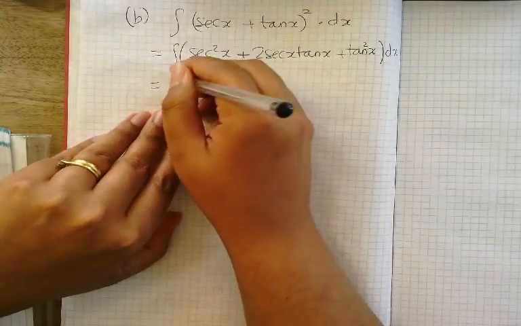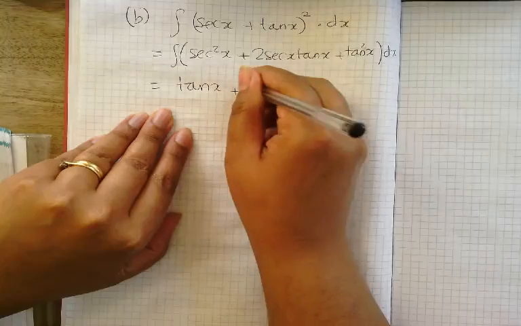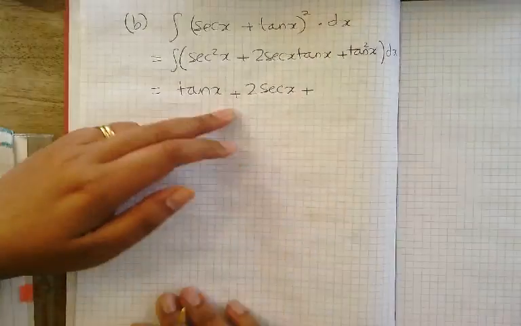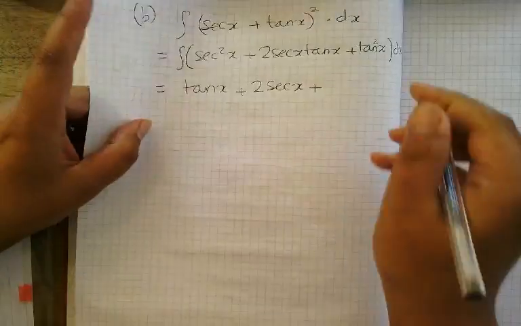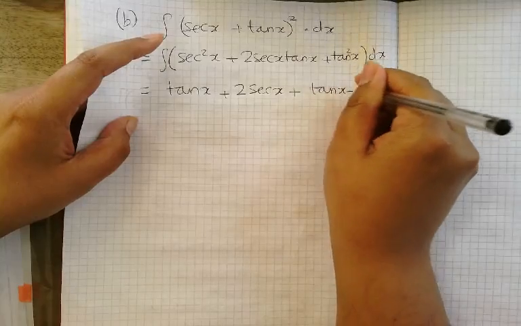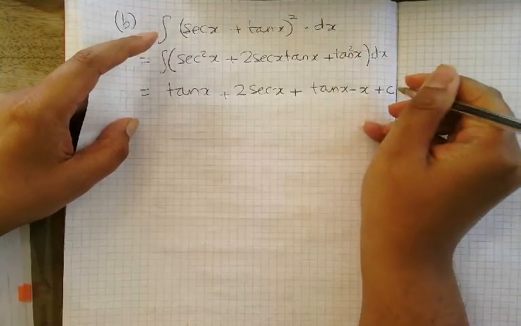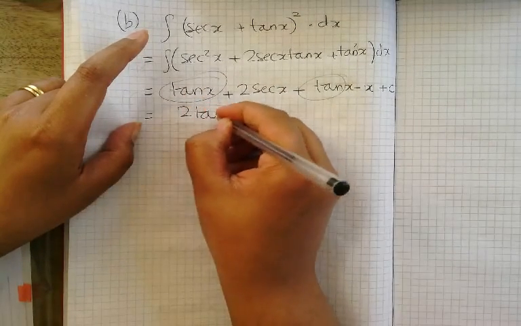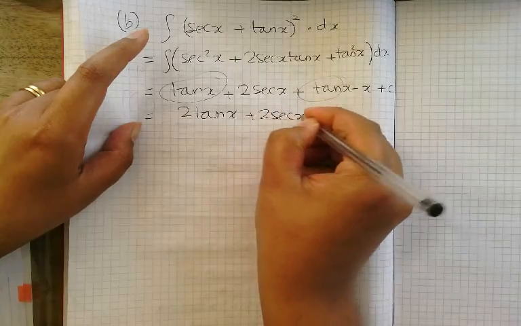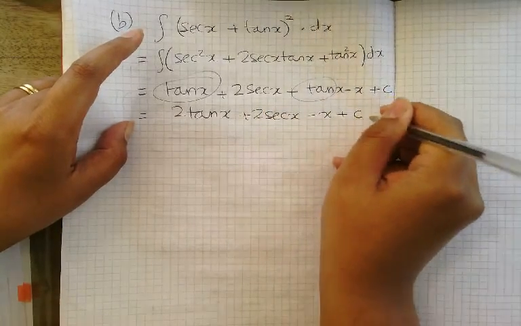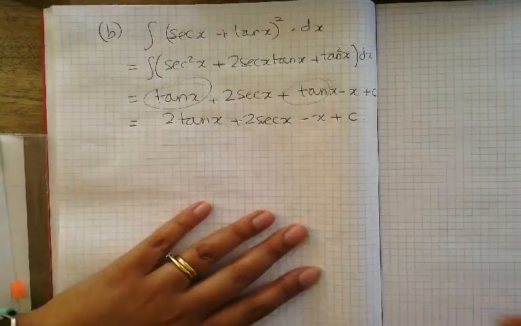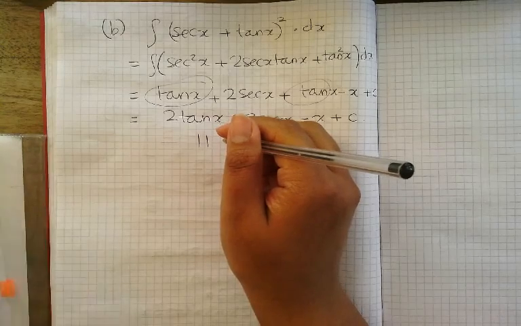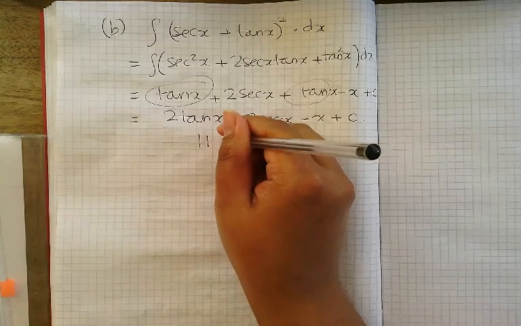That's exactly what I am going to do. So I'm going to have tan x plus 2 sec x plus tan x minus x, plus c. And I can simplify these to get 2 tan x plus 2 sec x minus x plus c. After this you should be able to do exercise 11c, I believe.